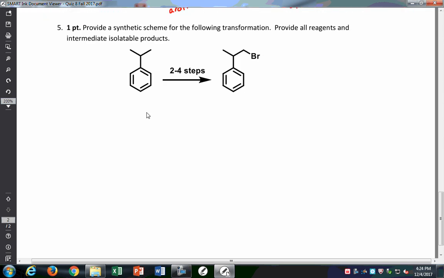Synthetic scheme here, we don't have any functionality. Well, we have the benzene ring, but there's not a lot of reactions that happen on the benzene ring, and we're not doing electrophilic aromatic substitution because we're not adding anything to the benzene ring. What instead we're doing is trying to put a bromine on one of the carbons, but we don't have any functionality there. But we can put functionality really easily on the benzylic position carbon by using NBS or Br2 in light. And when we do that, we're going to have some functionality.